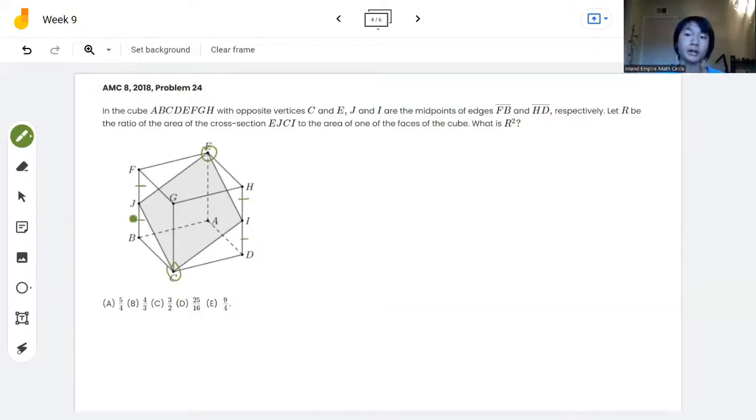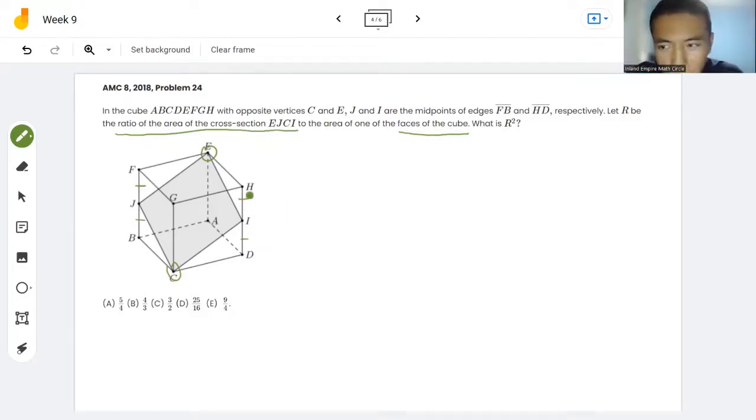Respectively. And then let R be the ratio of the area of the cross-section EJCI, so that's the area of this little shaded part, to the area of one of the faces of the cube. So what is R squared? You want to find the ratio squared. So how can we go about solving this?